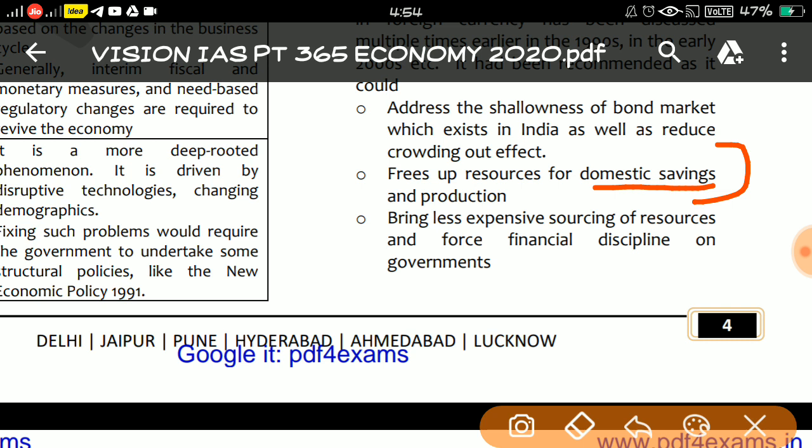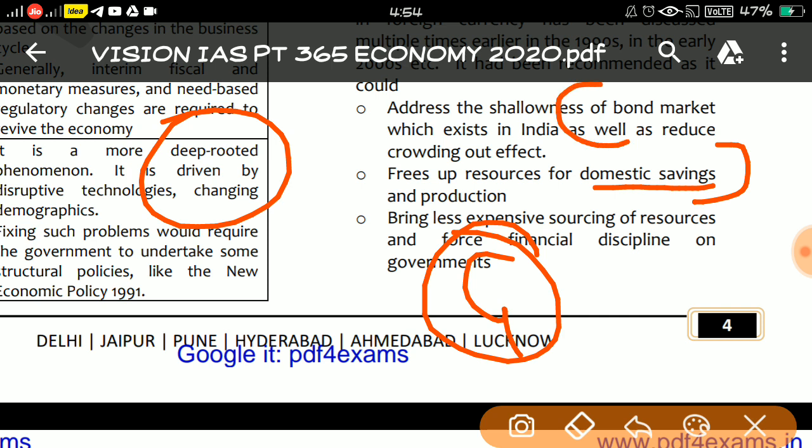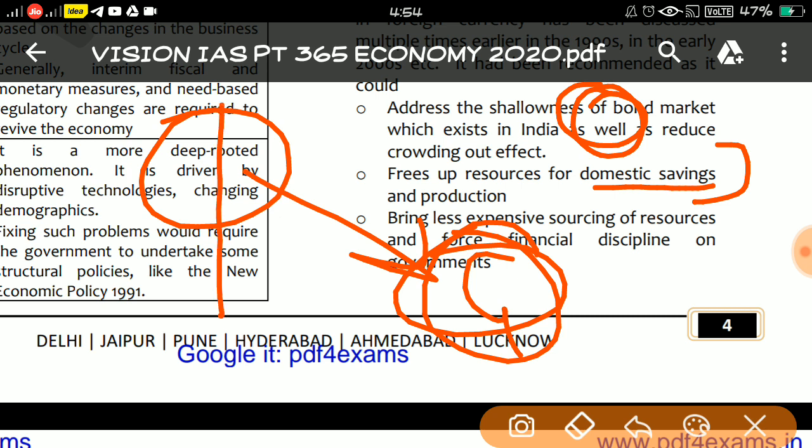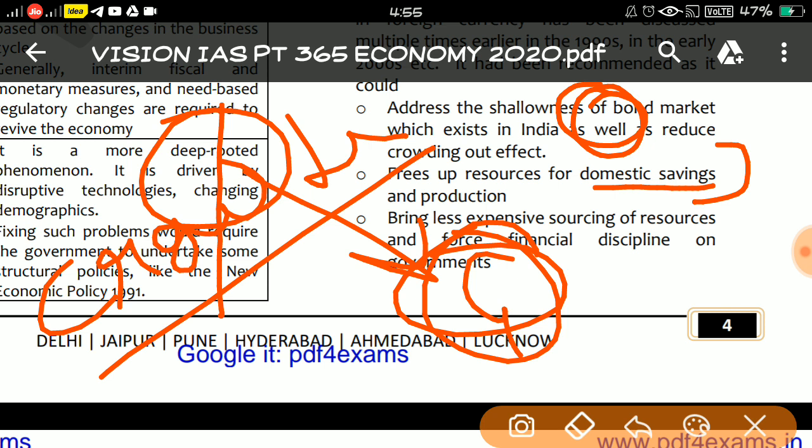I hope you are getting this. Let's say there is a bank. If the government is not borrowing from the foreign market, the government will borrow from the Indian market. And if the government borrows from the Indian market, there will be a kind of crowding out effect. Crowding out effect basically means that Indian corporates would not be able to get loans from the bank, because the loan has already been taken by the government itself.